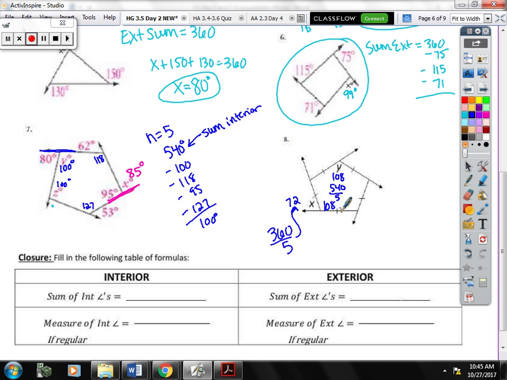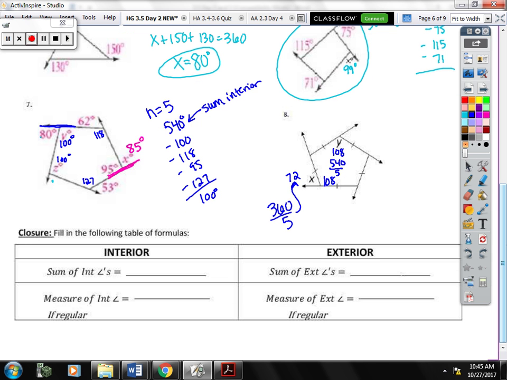72. So these are your 4 formulas that you want to have memorized. Again, n minus 2 times 180, and n minus 2 times 180, all divided by n. 360 and 360 divided by n.